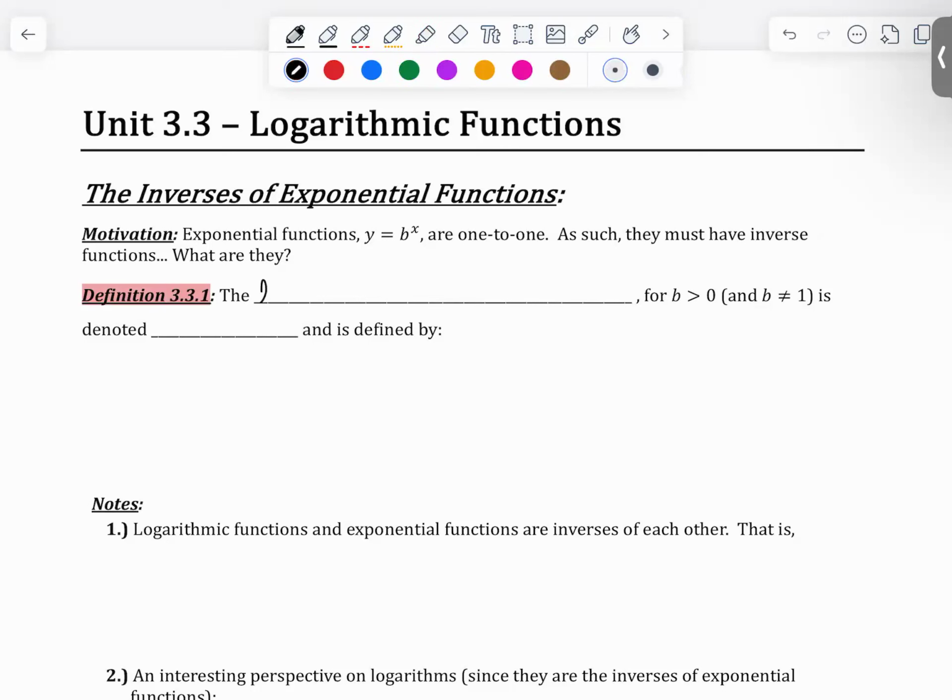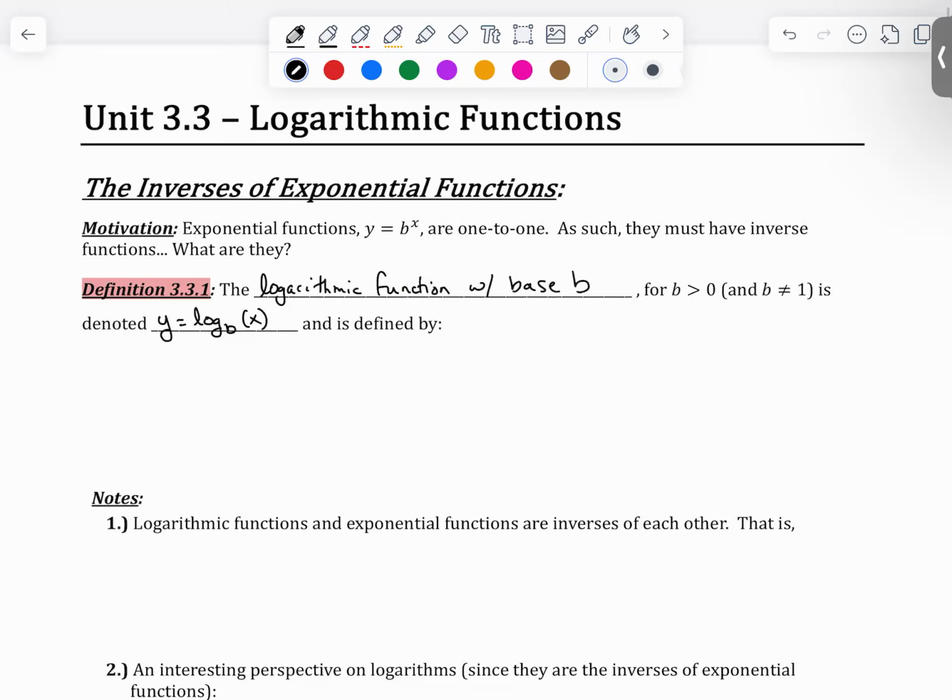The logarithmic function with base b, for b greater than 0 and b not equal to 1, is denoted y equals log. So you just write log and then a subscript b of x. I mean, you could also write f of x is equal to log base b of x, but that's how we define it, and that's how it's denoted.